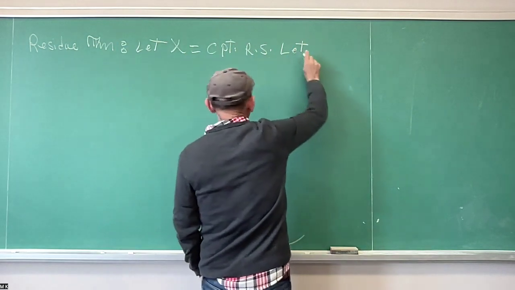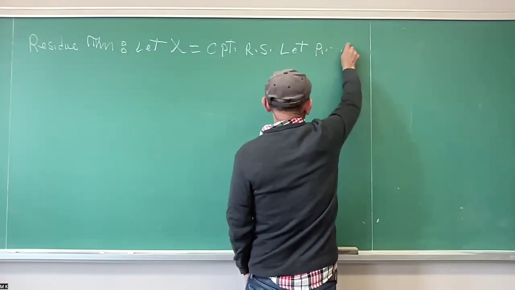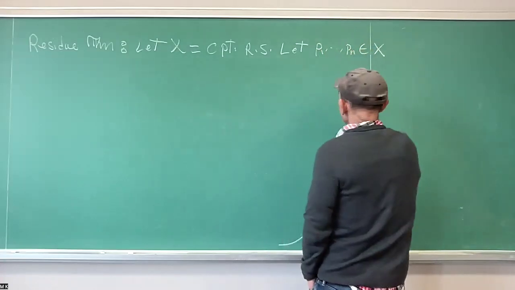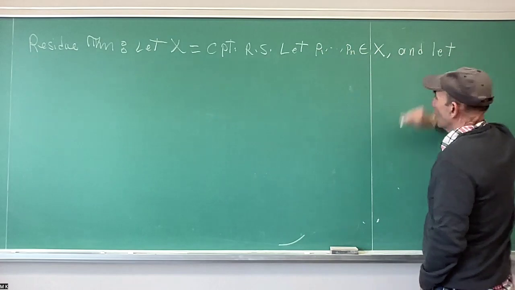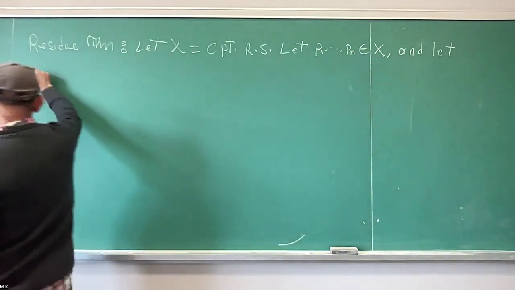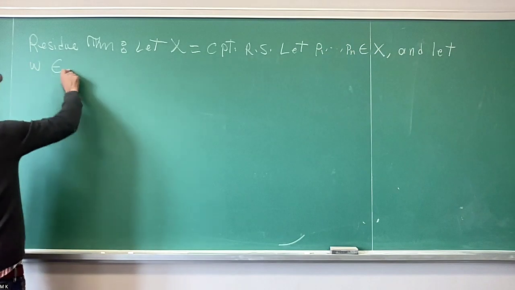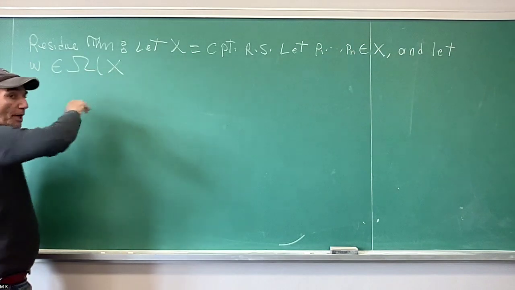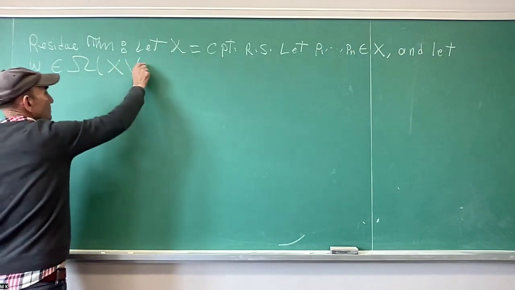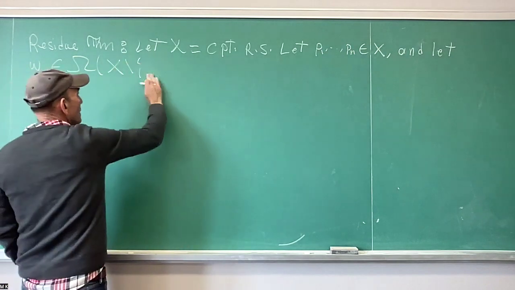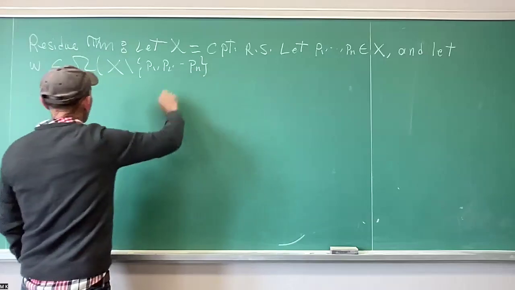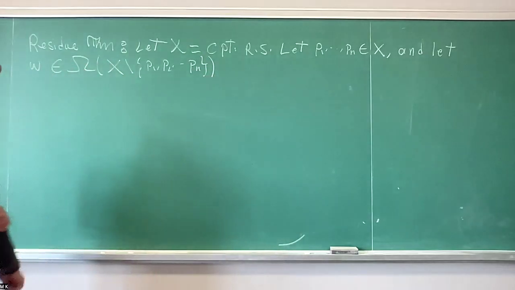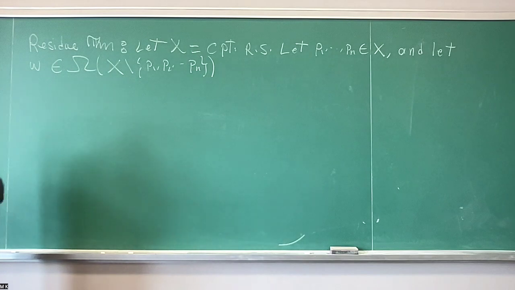Let P1, ..., Pn belonging to X be endpoints, and let omega be a holomorphic one form on X take away these endpoints, P1, P2, ..., Pn. So we have a holomorphic one form, which is holomorphic everywhere except at these endpoints.